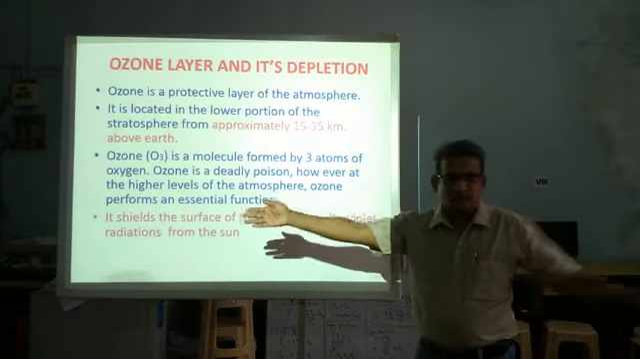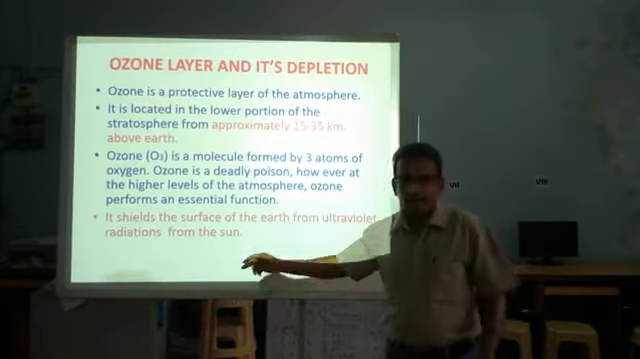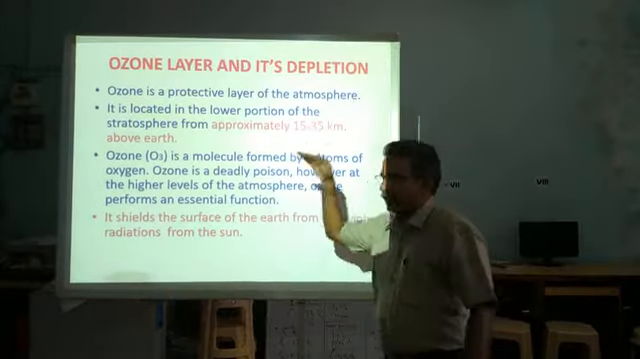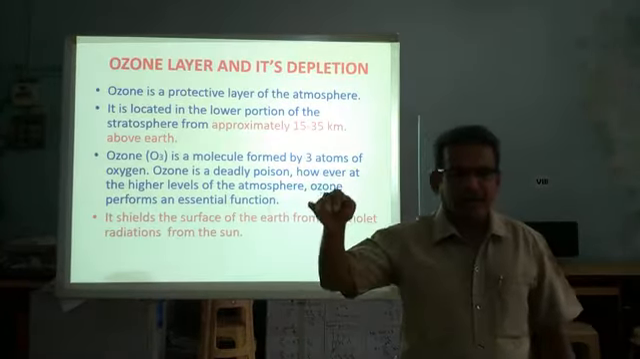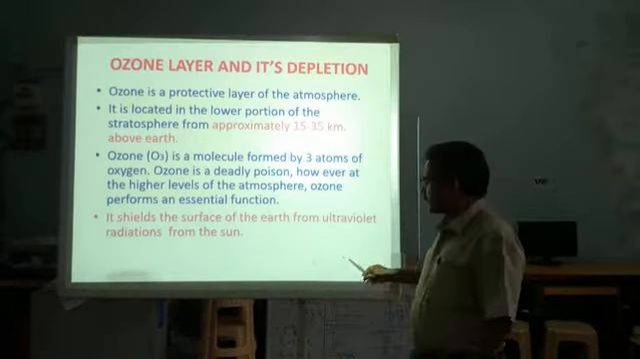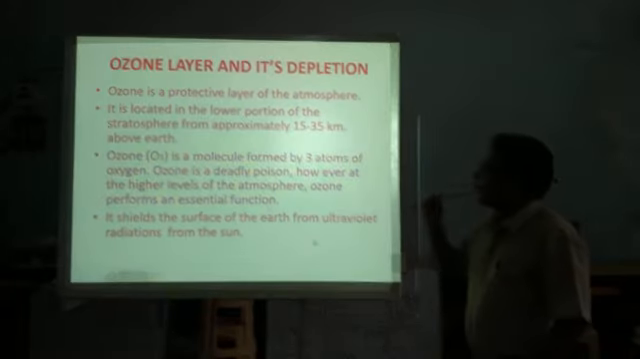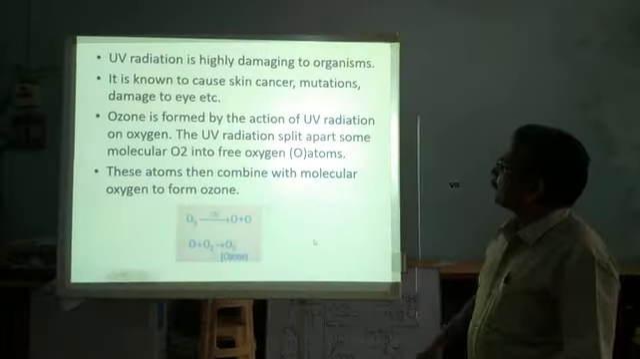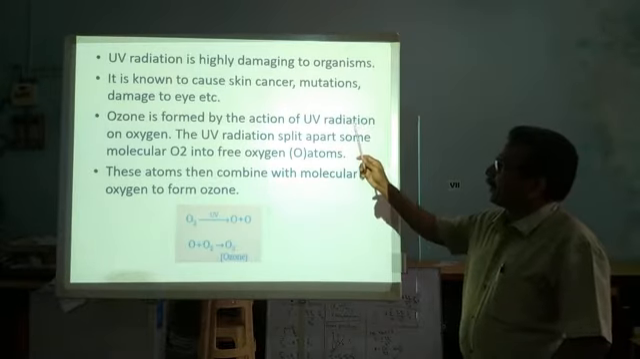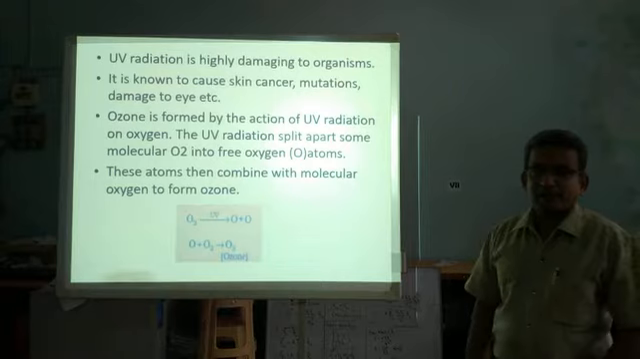Blanket, we know that it protects us from adverse conditions. Like that, the ozone layer is acting as a blanket and it gives us protection from the harmful effect of the ultraviolet radiations of the sun. Then you say the UV radiation is highly damaging to the organisms.